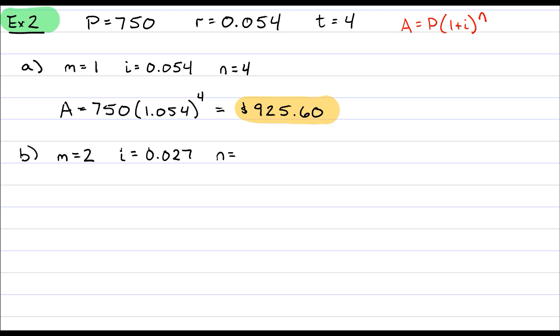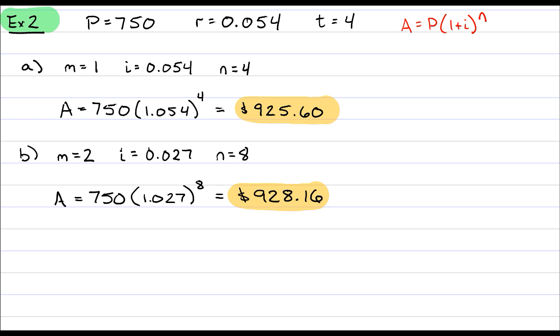Now N is the number of compounding periods total. Generally speaking, that is just T times M. So 4 times 2 is 8, or you can think of it as the number of 6-month periods that would be in 4 years. Well, in 4 years you have 8 6-month periods. So I now plug into the formula and I get $750 times 1.027 raised to the 8th power. And if I calculate this, I'm going to get $928.16.